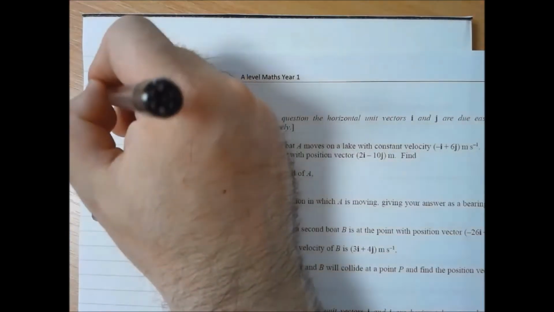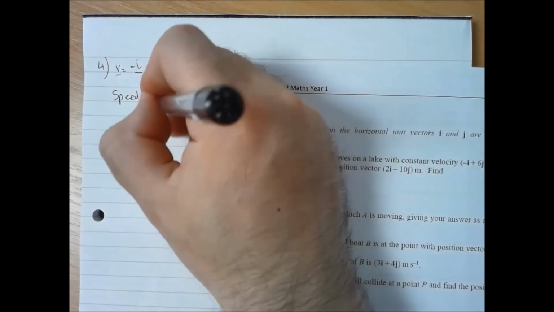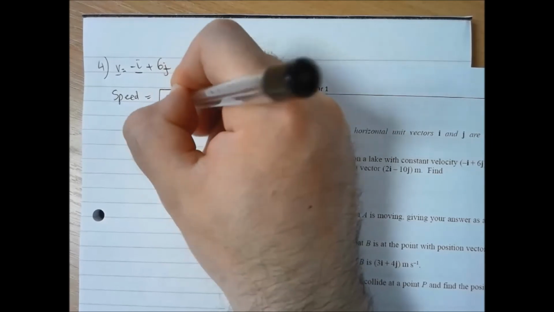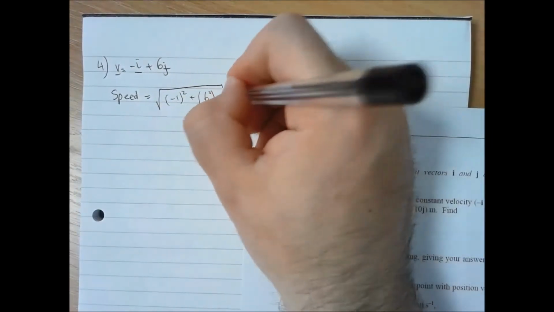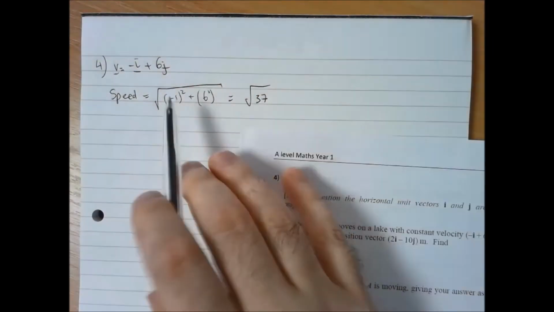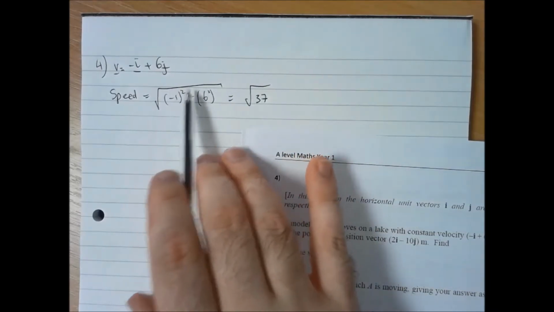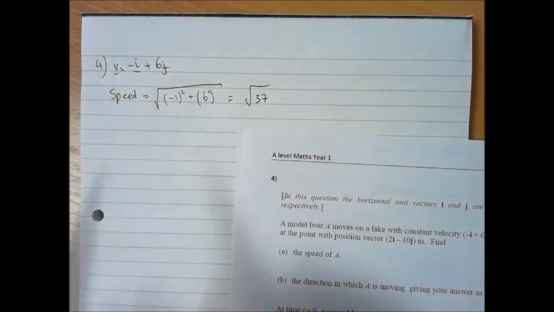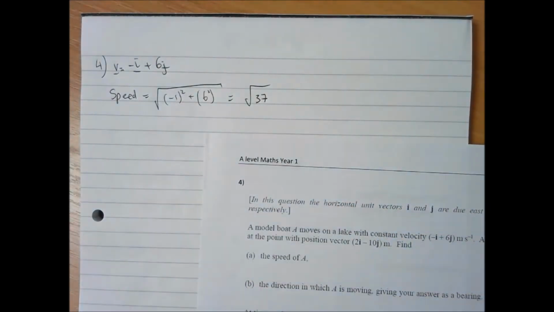So our speed is just the length of this, so it's the square root of minus 1 squared plus 6 squared. Which gives us square root 37. Remembering that this minus 1 squared, if you do it on a calculator, your calculator will do the squaring before the minusing, so you have to put it in brackets. So if you ended up with 35, that's a minus problem.